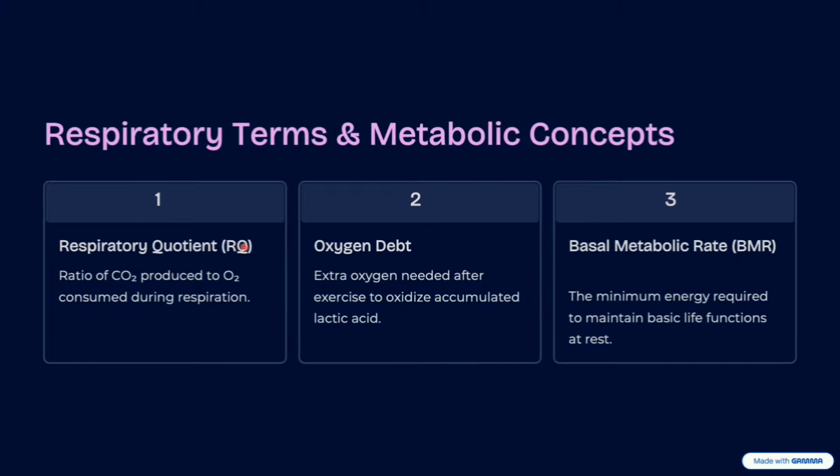So respiratory quotient is basically the ratio of carbon dioxide produced to oxygen consumed during respiration. You can write it as carbon dioxide produced over oxygen consumed, or the ratio. Whenever we talk about the ratio, it is like we are dividing. So it's the ratio of carbon dioxide produced against oxygen consumed.